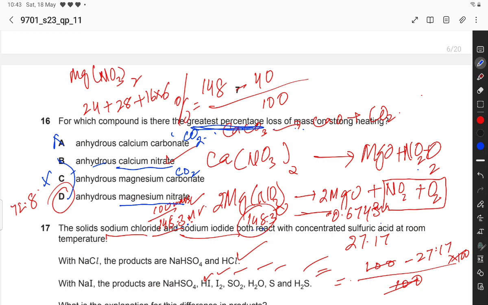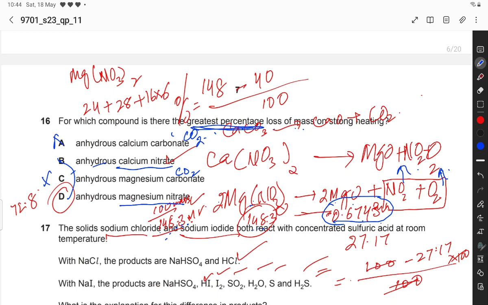So this is the mole of 100 divided by 148.3. 148.3 is the Mr of magnesium nitrate. The mole ratio is 2 and the mass is 2 magnesium oxide. These two are gases which escape. So the mole is 0.6743 and we have the same mole ratio. So the mass of magnesium oxide is 27.17.